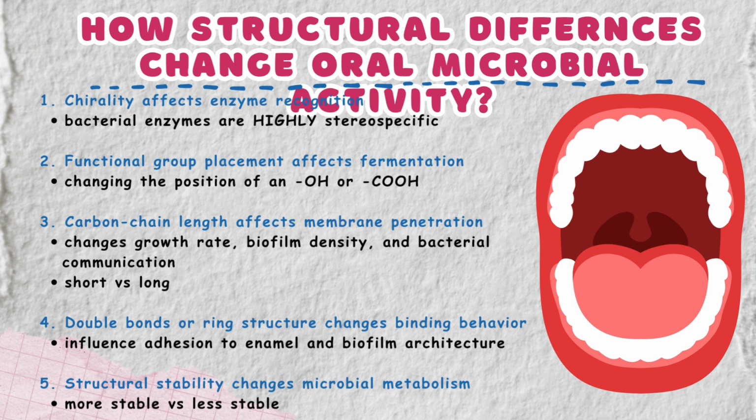Fourth is double bonds or ring structures change binding behavior. Bacterial receptors interact differently with saturated versus unsaturated, cyclic or linear, or aromatic rings. These structural shifts influence adhesion to the enamel, biofilm architecture, or co-aggregation with other species. Fifth is structural stability changes micrometabolism. More stable molecules resist hydrolysis, oxidation, and bacterial degradation, while less stable or more reactive structures can break down faster, feed bacteria more easily, or increase metabolic acidity.